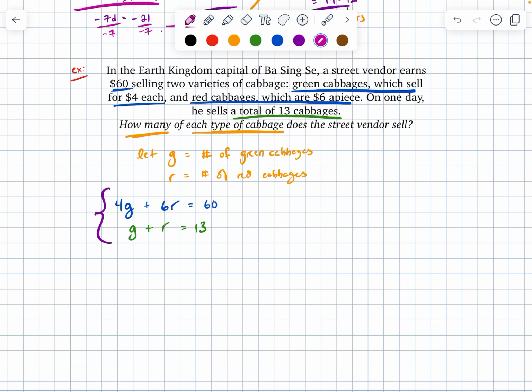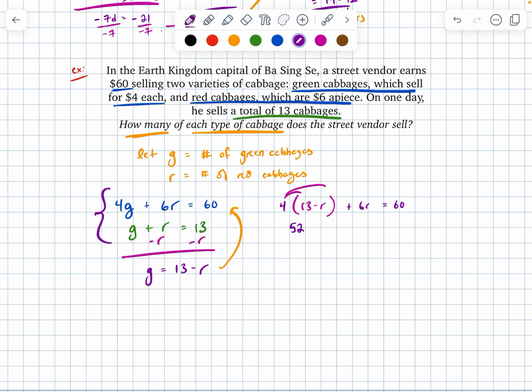And stop. So let's solve this one with substitution. It doesn't really matter which way. I'm going to choose to isolate G in the bottom equation. You are absolutely welcome to do some elimination here. Subtracting R from both sides, I can show that G is equal to 13 minus R. Now I can take that G and substitute it into my top equation. Every time I see a G in the top equation, I'm going to rewrite it as the equivalent 13 minus R in parentheses. So I have 4 times (13 minus R) plus 6R is equal to 60.